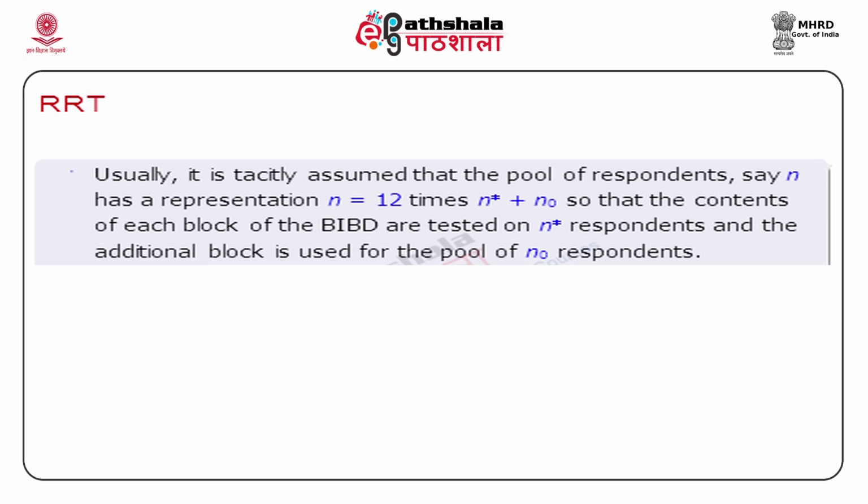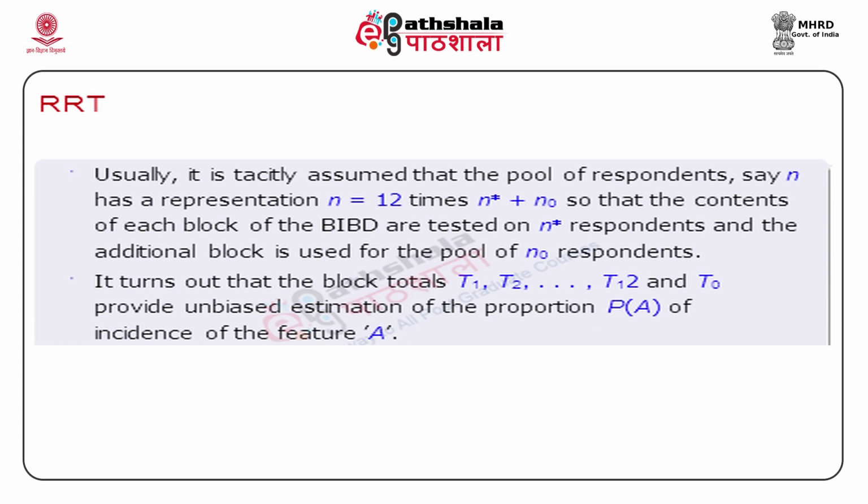So it is assumed that the pool of respondents has a representation n equal to 12 times n star plus n0, so that the contents of each block of the BIBD are tested on n star respondents, and the additional block is used for the pool of the n0 respondents. It turns out that the block totals T1, T2, up to T12 and T0, the last one, provide unbiased estimation of the proportion PA of the incidence of the feature A. There is a formula which can take care of all these things, and eventually you get an estimate of PA.